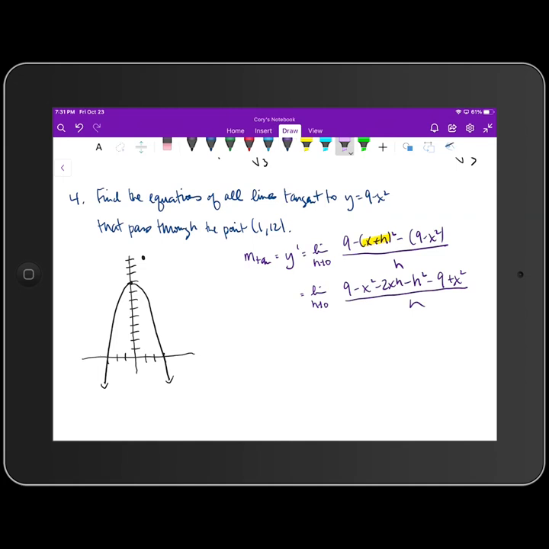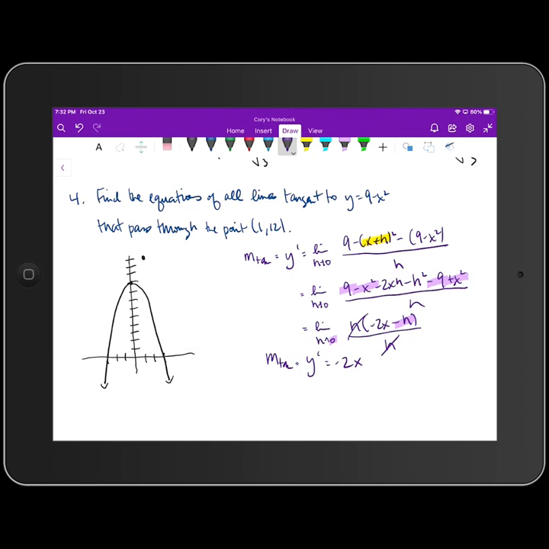And then let's simplify the numerator. So we have a 9 and a -9. We can cancel those. Negative x squared and a positive x squared, we can cancel those. And then I can factor an h out of the numerator, which leaves me with -2x minus h all over h. Once I cancel those h's, I can use direct substitution and plug 0 in the place of h, which means that the slope of the tangent line, which is y prime, is equal to -2x. So that's good. That gives me the slope of the tangent line.